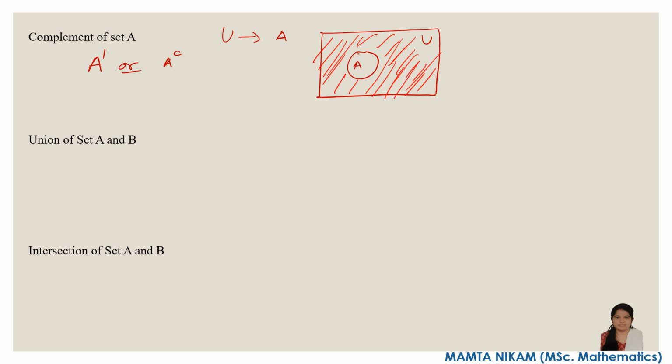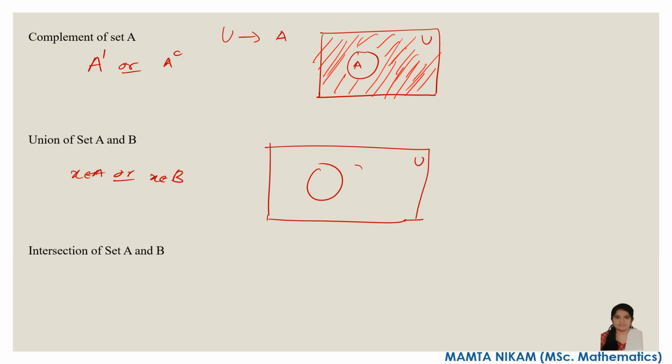Next, what is union? How do we represent union? Union of sets A and B means x belongs to A or x belongs to B. Putting everything together gives the union, and only the common part of both gives the intersection. So when you have to represent A and B together, this is our universal set, this is our set A, and this is our set B. Since we have to represent the union together, all the elements that are in A and B are considered. Such will be the representation for the union of sets.